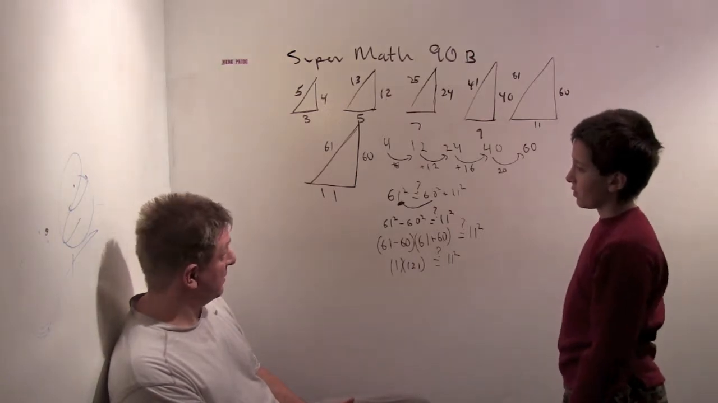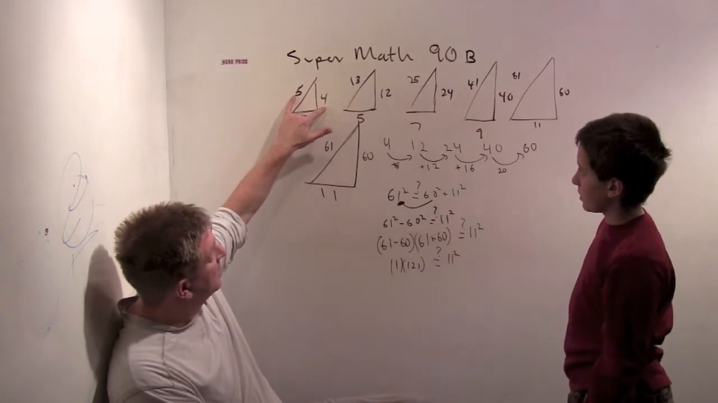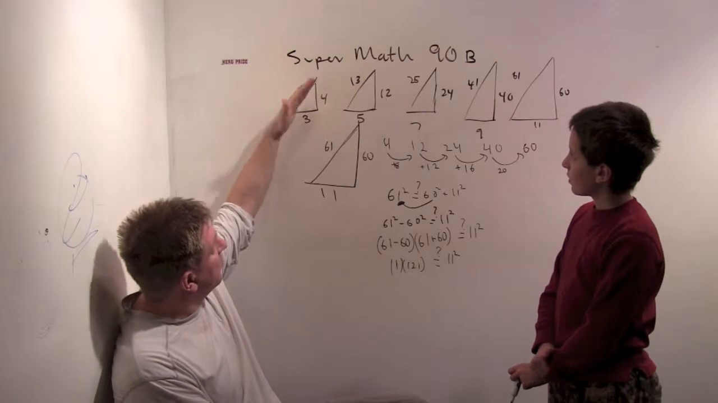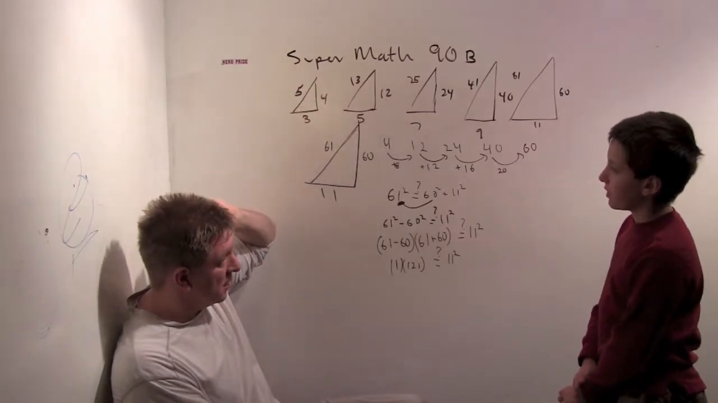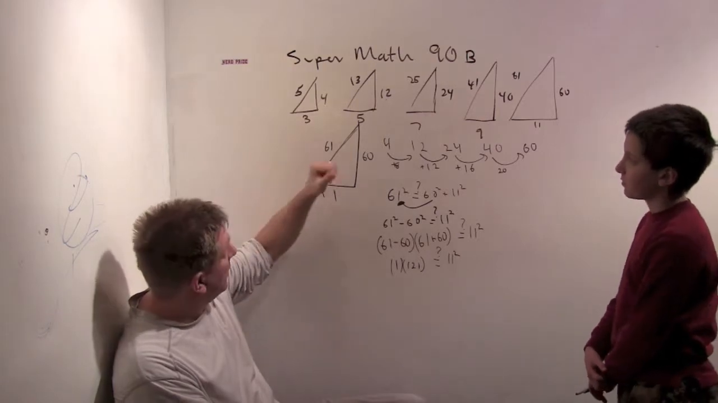Yeah, but let's be careful. That's not the same ratio. The ratio here would be 5 to 4. That's not 13 to 12. Okay, they differ by 1, you mean? Yeah, they differ by 1. That's an important thing. They don't have the same ratio, but they differ by 1.